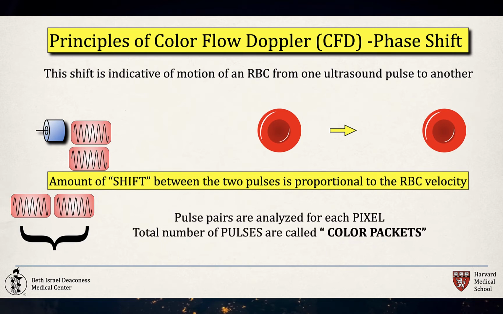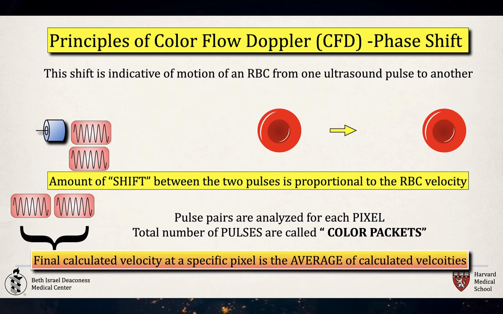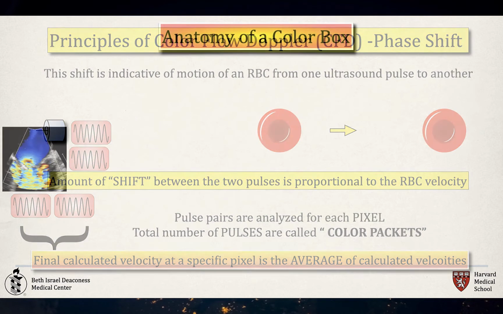And these pulse pairs, which means one pulse at one location and the second pulse at a second location, are analyzed for each pixel, and the total number of pulses are called color packets that happen within the region of the color flow Doppler box. Now, the final calculated velocity at a specific pixel is the average of calculated velocities. Now, this seems like a pretty complicated concept, but we'll go over that in about a second or so.